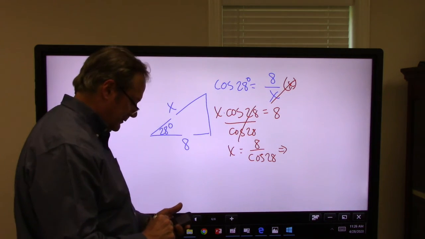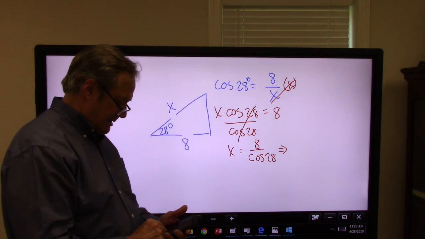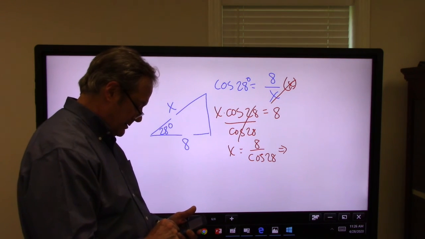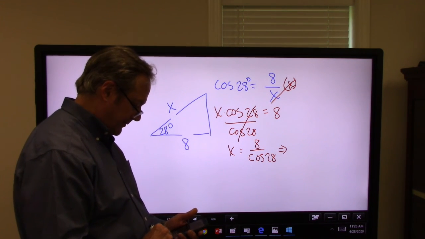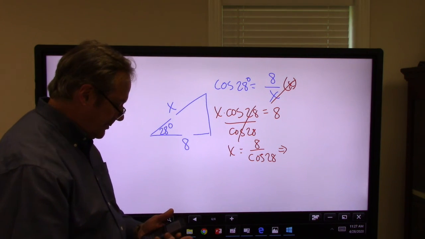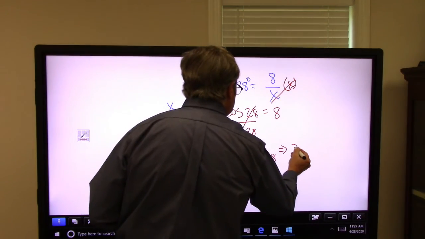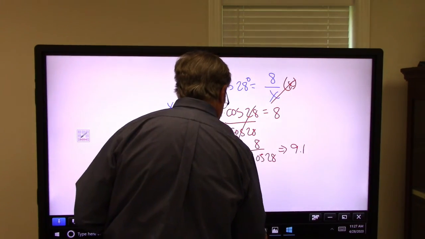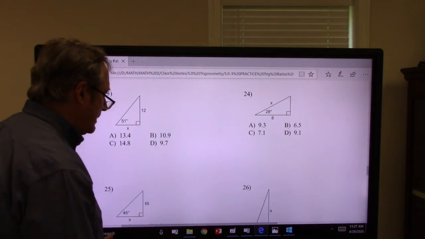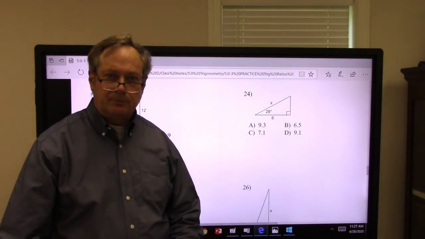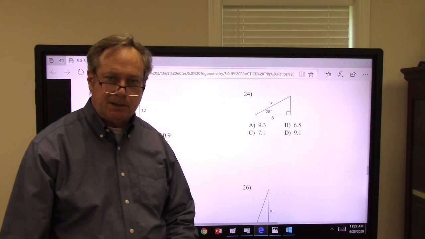And let's see what that is. 8 divided by cosine 28 degrees. And we hit enter. And basically, they may say 9.1. Let's see. Yep, 9.1.